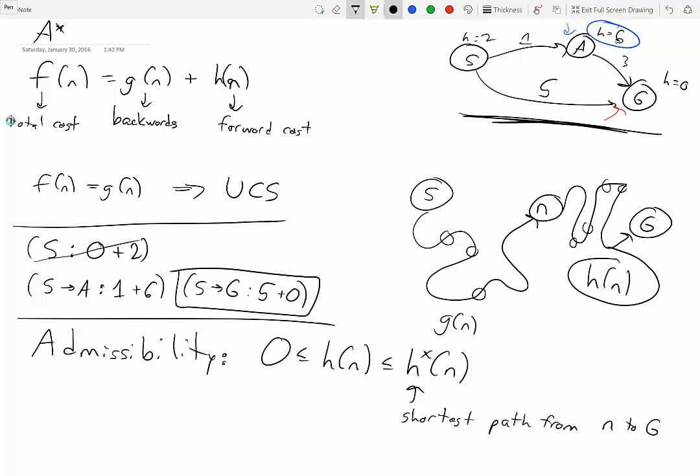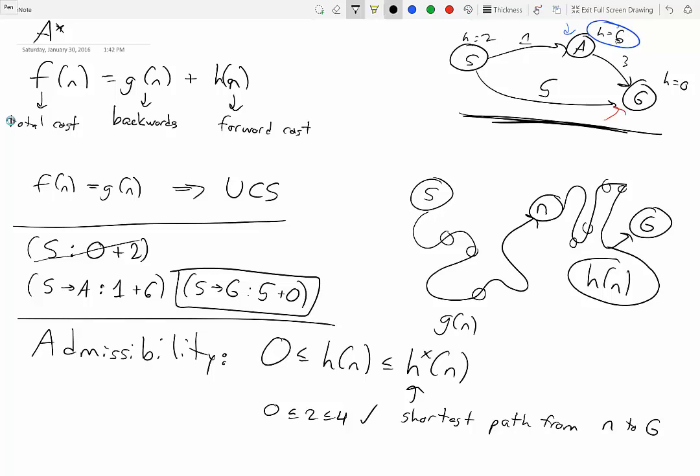So let's look at our graph above. We need to look at, for each h, does it satisfy this requirement? So first, we start off at S. Now let's find the shortest path to the goal just by looking at it. So it's S to A to G, and that's 4. Our heuristic is 2. Therefore, we have 0 is less than or equal to 2 is less than or equal to 4, and we're good.